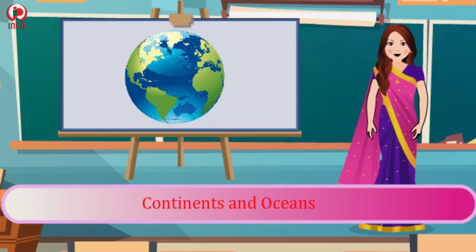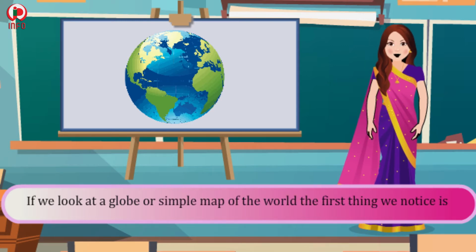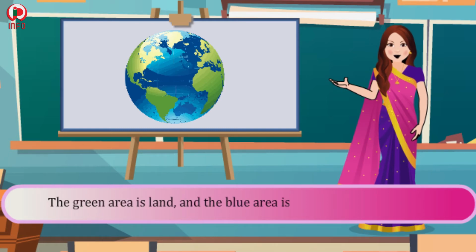Continents and oceans. If we look at a globe or simple map of the world, the first thing we notice is that it has two different colors. These colors are usually green and blue like the globe above. The green area is land and the blue area is water.